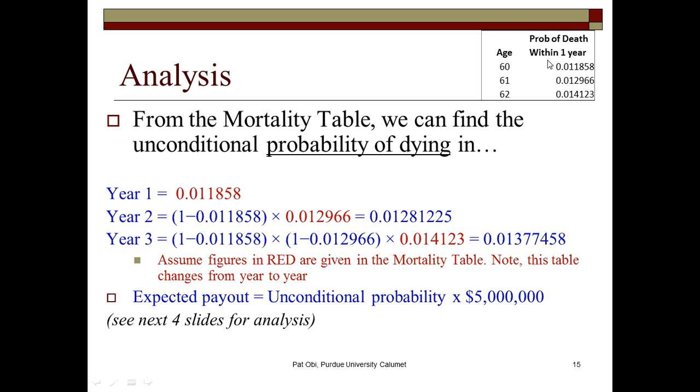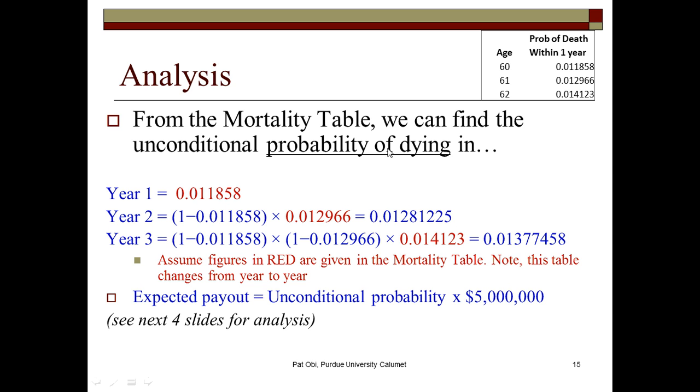Alright, first of all, here's the mortality table. And from this table, we determine that the probability that this man age 60 will die within the year is as shown here, which is 0.011858. The probability of him dying in year 2 will be equal to the probability of him surviving in the first year, which is 1 minus the probability of dying in the first year, multiplied by the probability of him dying within the second year, which is this value right here from there. So that gives us this result.